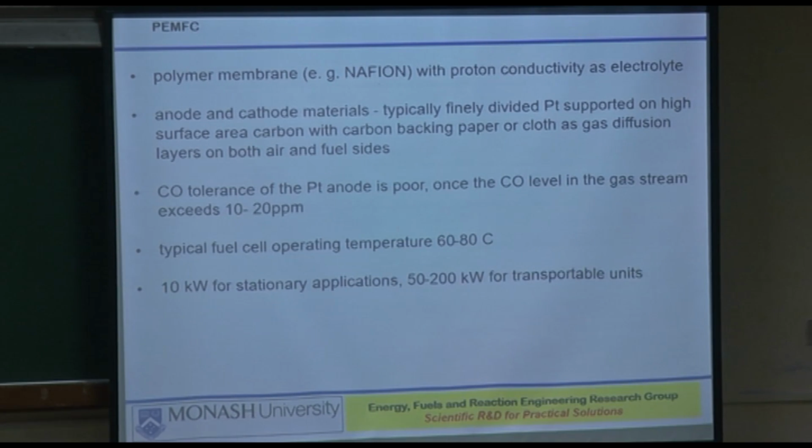And the anode and the cathode materials are typically finely divided platinum supported on high surface area carbon. It's essentially strong charcoal with carbon baking paper and or cloth as gas diffusion layers on both air and fuel sides. So where in the fuel cell, closer to which electrode do you supply the fuel? Cathode? Not cathode?